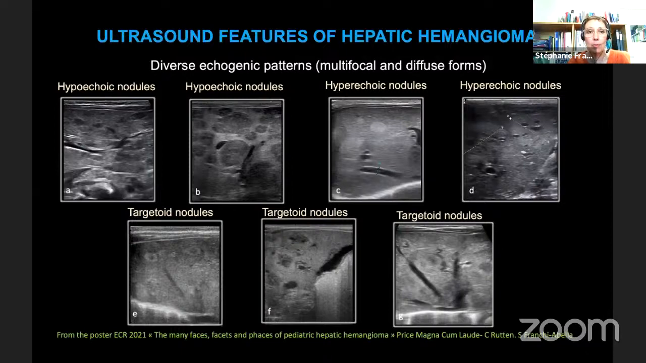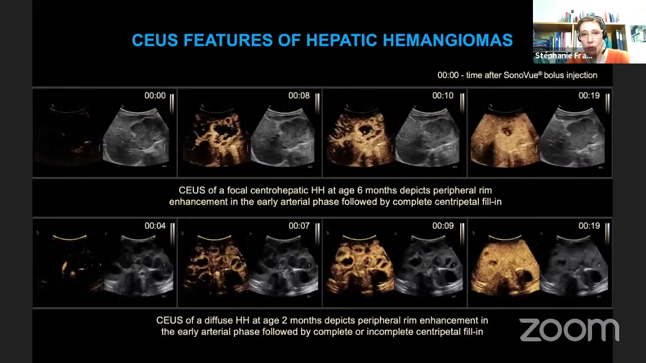I show you here a contrast-enhanced ultrasound. I know that not everybody has it available in all centers, but it's very interesting when you can do it because it shows you the typical aspect of enhancing with a strong peripheral early enhancement at the arterial phase and a progressive filling during the rest of the survey. And here you have the aspect on multiple lesions. And this can be very helpful when you have a doubt about the diagnosis, to confirm your diagnosis very easily.